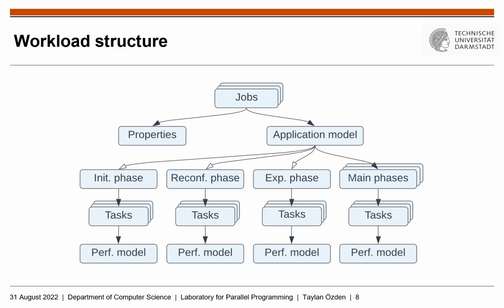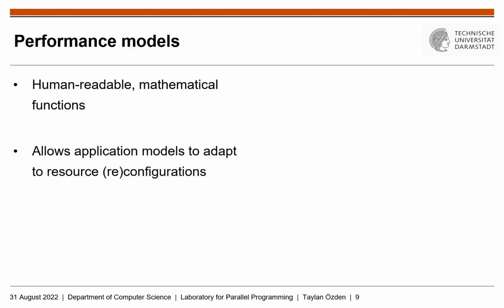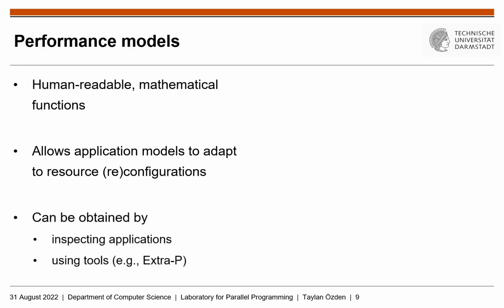And each of these phases holds multiple tasks, and for malleability reasons, their payload can be described by using performance models. So let us introduce performance models first. What are performance models? Performance models are simply human-readable mathematical functions, and we use them to allow the application to adapt to resource configurations or resource reconfigurations. Usually you can obtain performance models by inspecting the application, maybe the source code, or you can use tools like Extra-P to get an empirical analysis of real runs of the application.